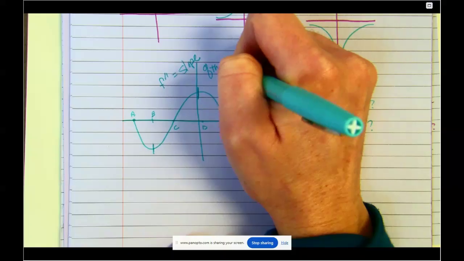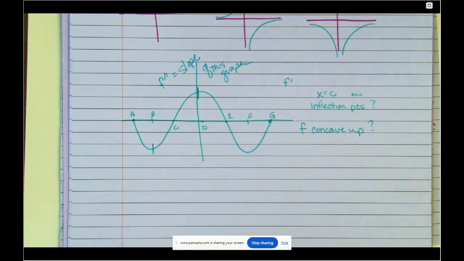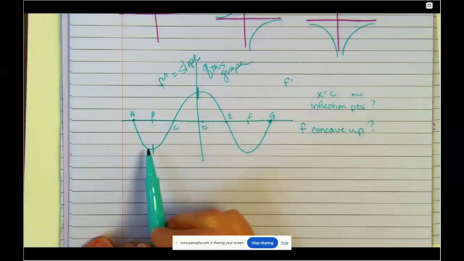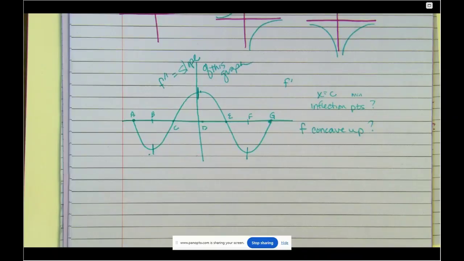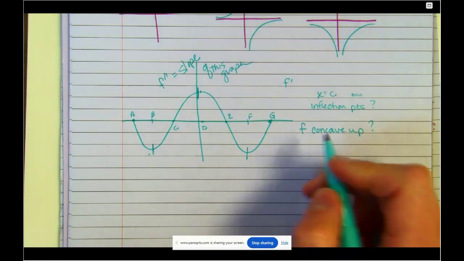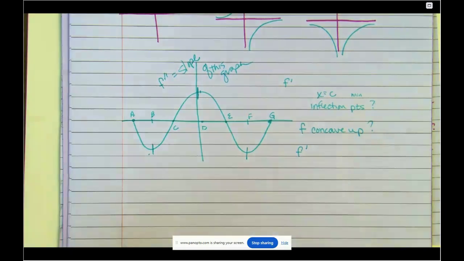If we want to know where f is concave up, the slopes of this graph have to be positive. That's the easiest way to say it. So that happens between B and D, and that happens from F to G. Okay, so that bit about if f prime is decreasing, the original is concave down, super helpful.